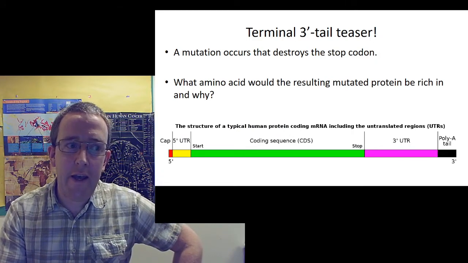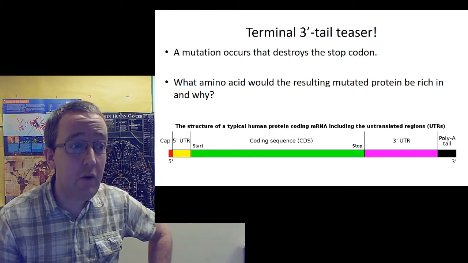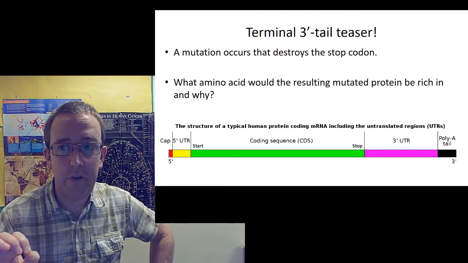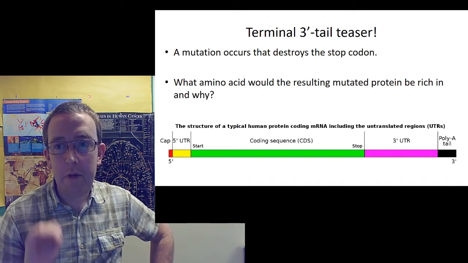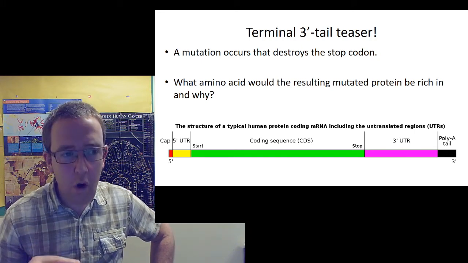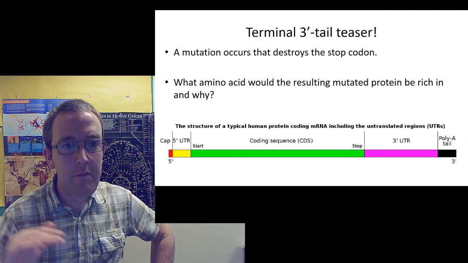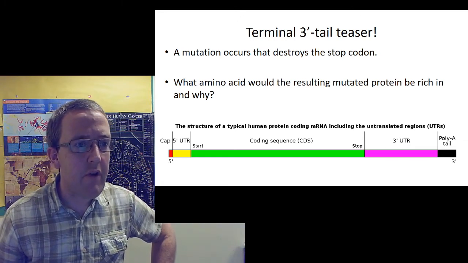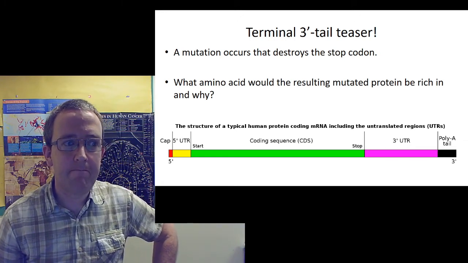Now I'm going to do something I've not done before, because this is part 1 of a 2-part lesson. I'm going to give you a question at the end. Let's imagine a mutation occurs that destroys the stop codon. What amino acid would the resulting mutated protein be rich in and why?